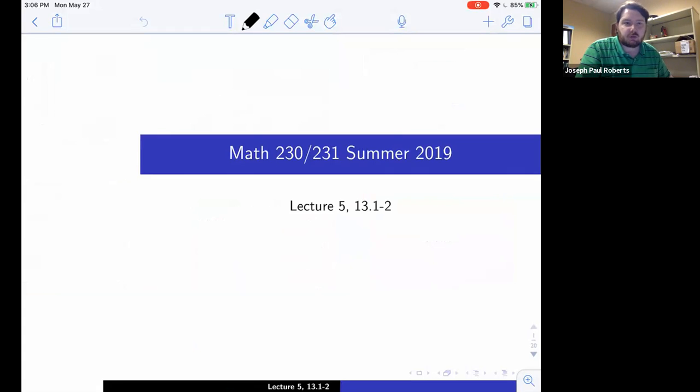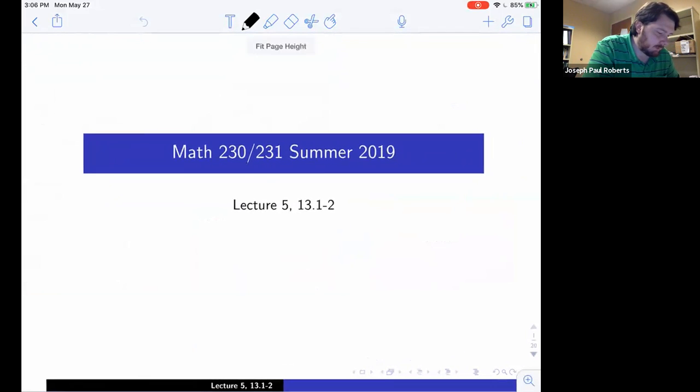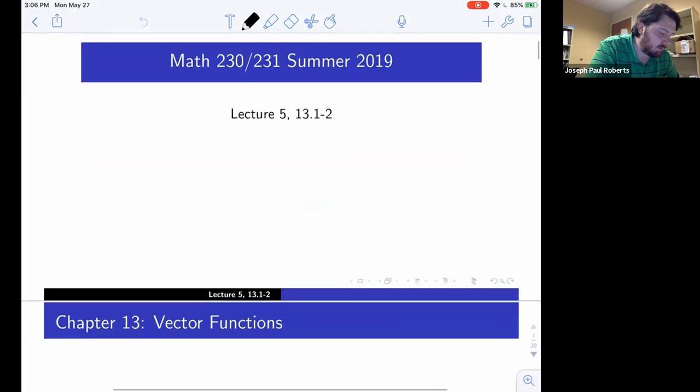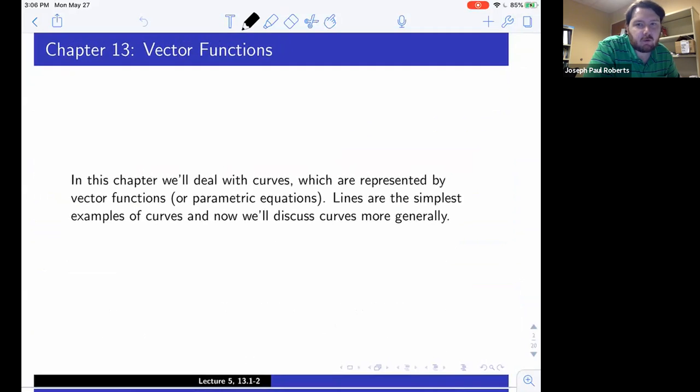All righty, so chapter 13 is talking about curves for the entire chapter. And so today we'll sort of do an introduction to curves, the way that we'll talk about them. And then tomorrow we'll do some more in-depth calculations regarding them. And so it turns out that for our curves, we're going to represent our curves using vector functions or parametric equations, which are basically the same thing.